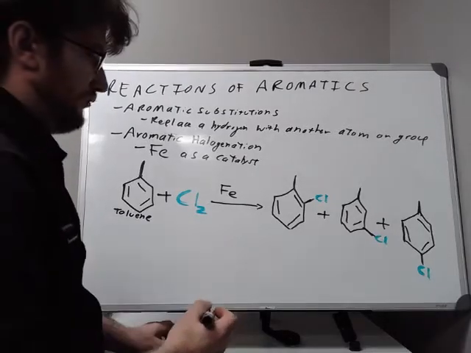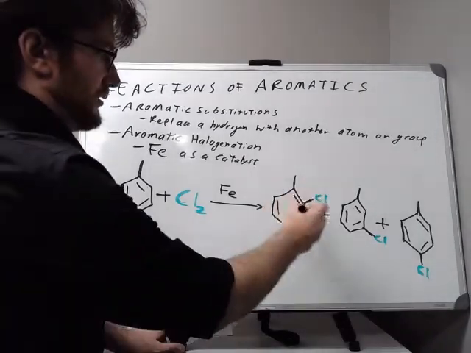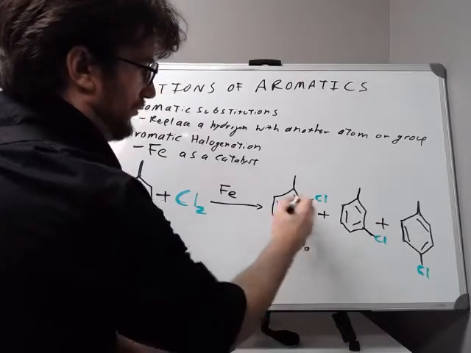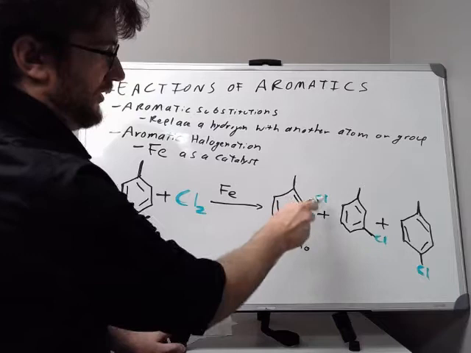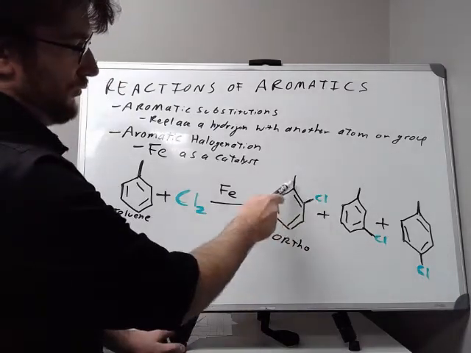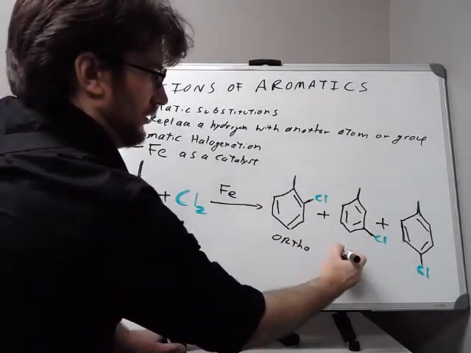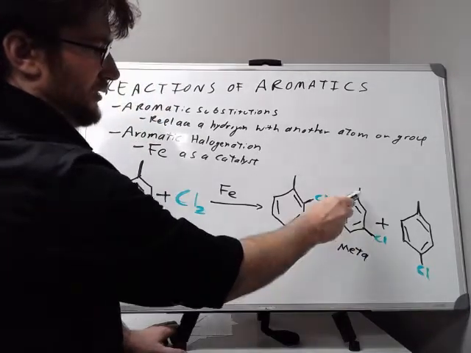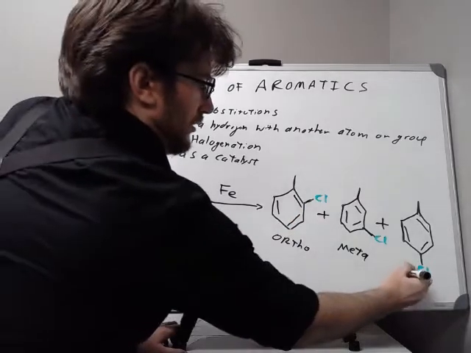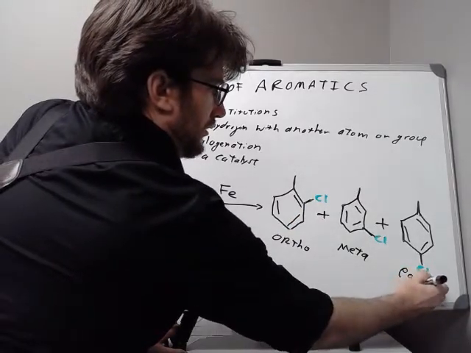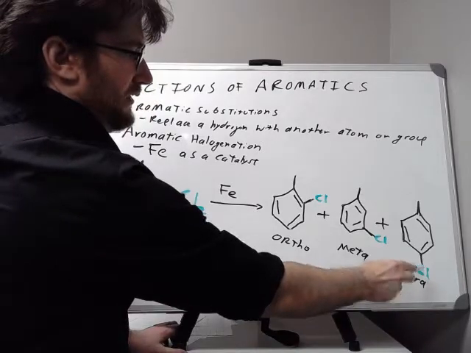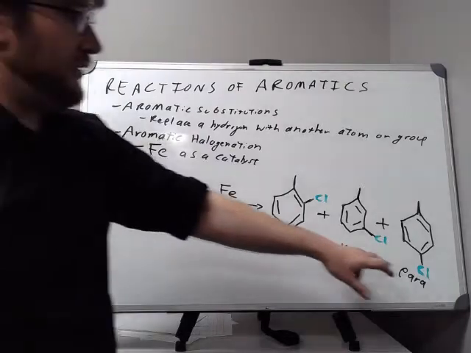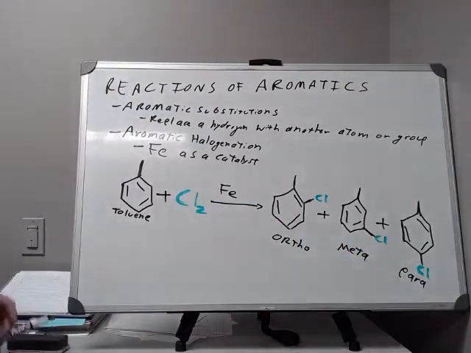But going back over our nomenclature for these positions, this would be ortho with the chlorine. We would say that this chlorine is ortho to this methyl group. We would say that this chlorine is meta to the methyl group. And we would say that this third chlorine is para to the methyl group. And so we would get the ortho, meta, or para products.